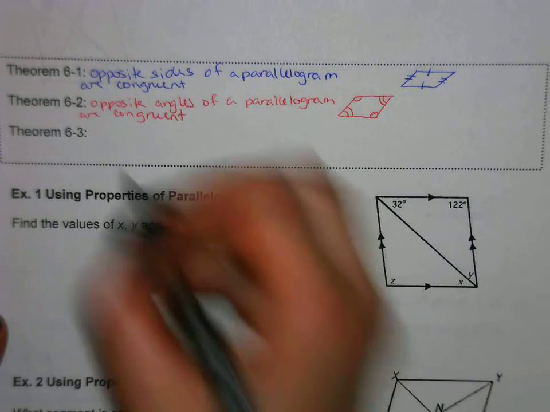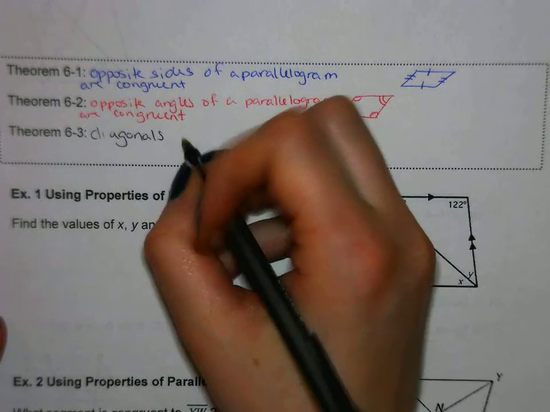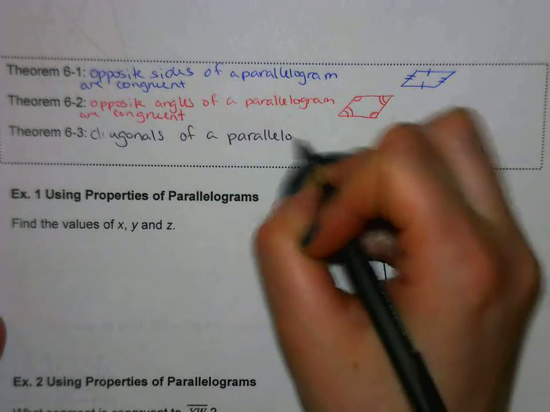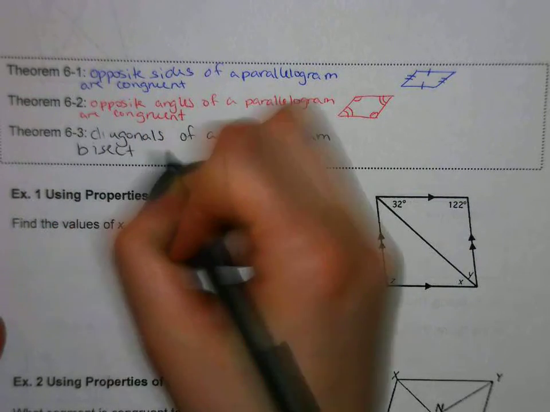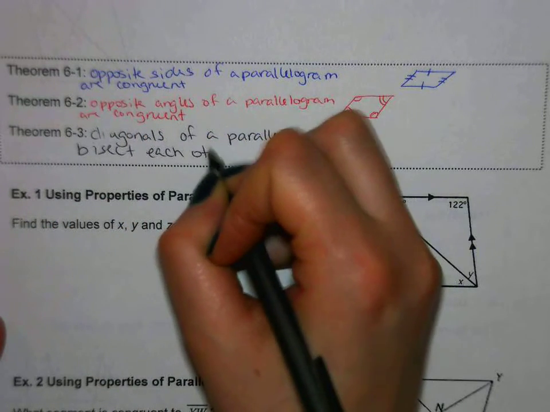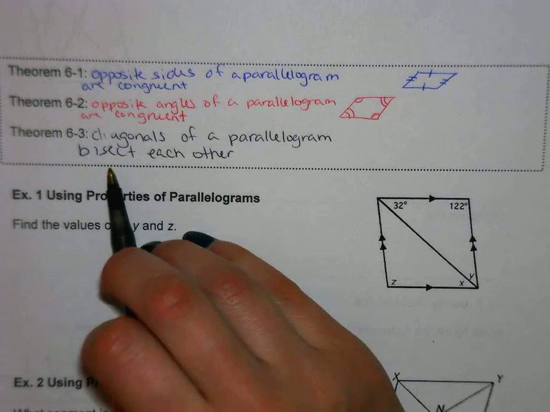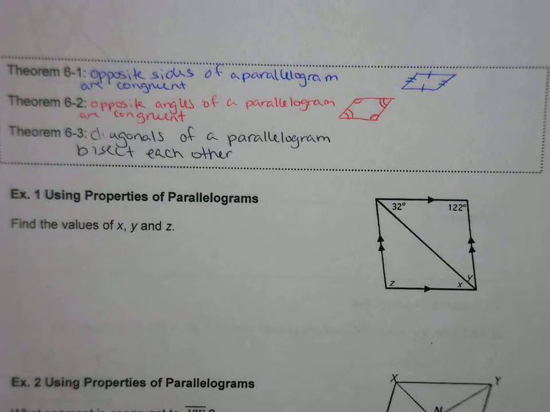Theorem 6.3, the diagonals of a parallelogram bisect each other. Remember from the first trimester when we talked about bisect? Bisect is where it splits something directly in half, it cuts it in half.